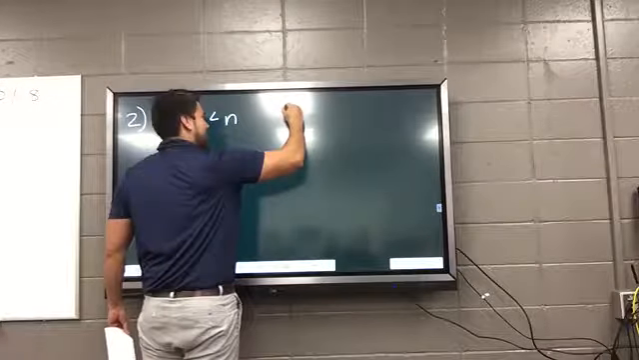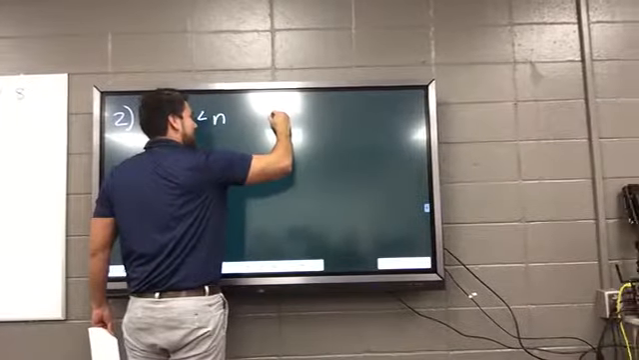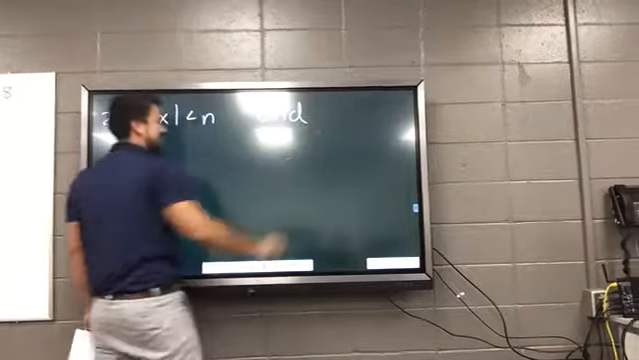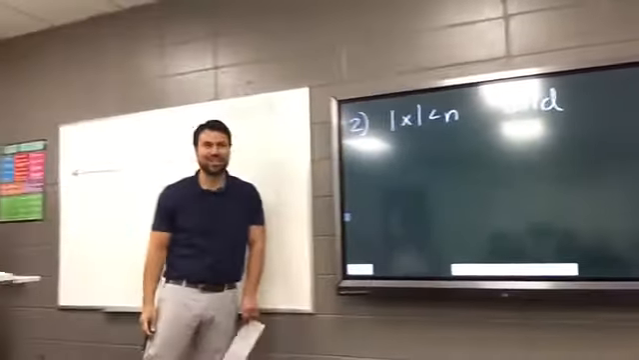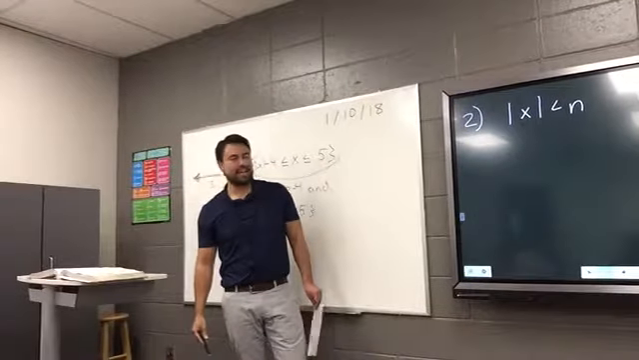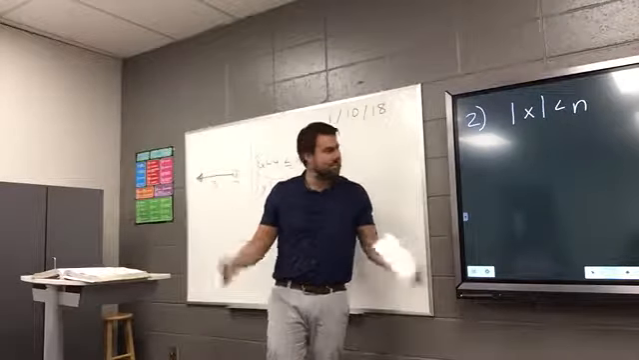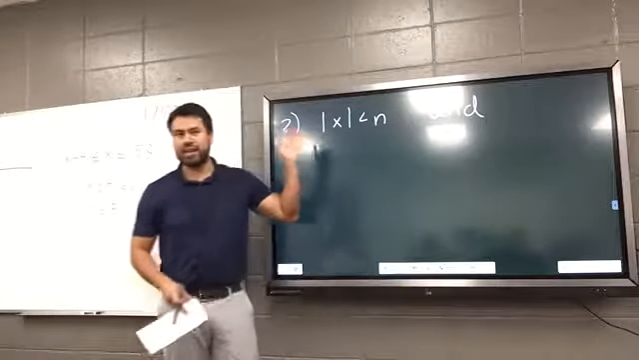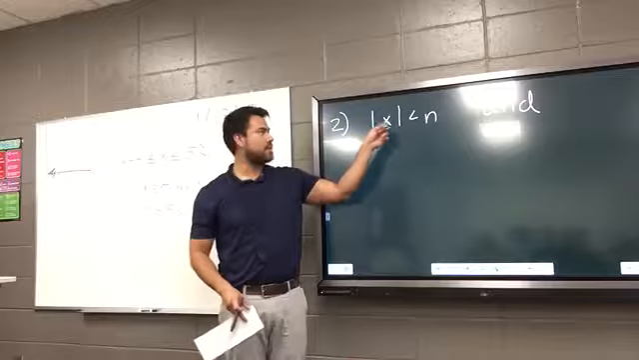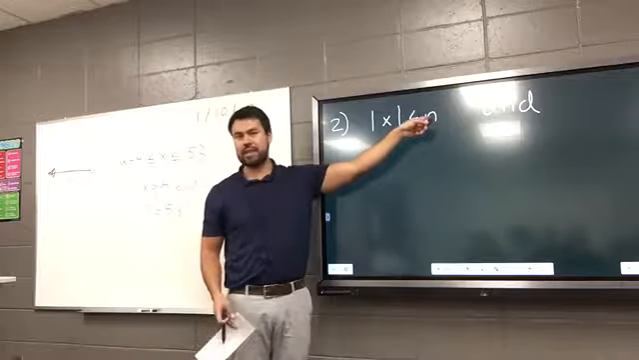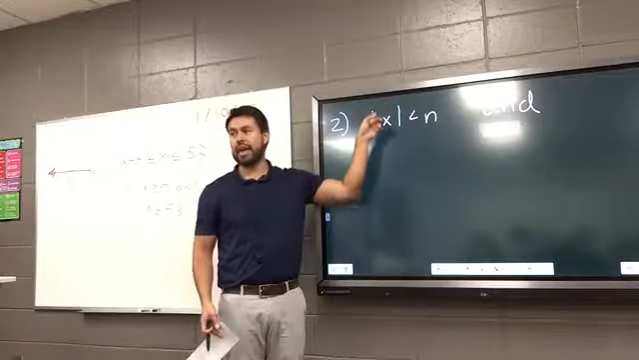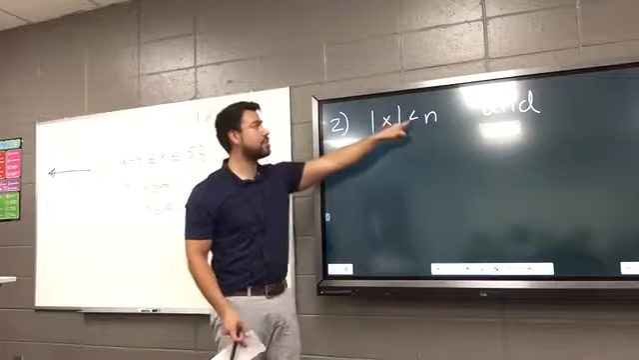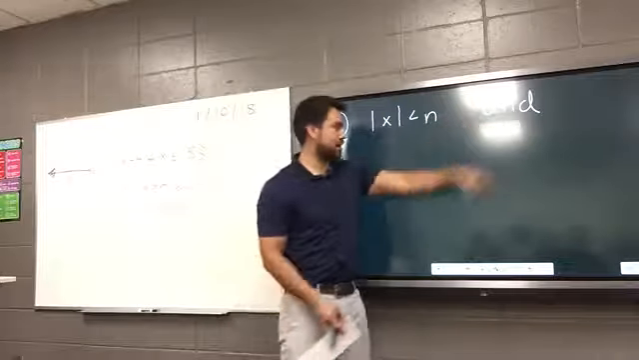I'd say it's an and. Yes. It's an and. That's all right. It's a guess here. You guys do well. It's an and. And you're like, okay, how'd you get and? This right here is read, the absolute value of x is less than n. Can you guys say that with me? The absolute value of x is less than n. No problem. And it could be less than or equal to, and it'd still be an and.